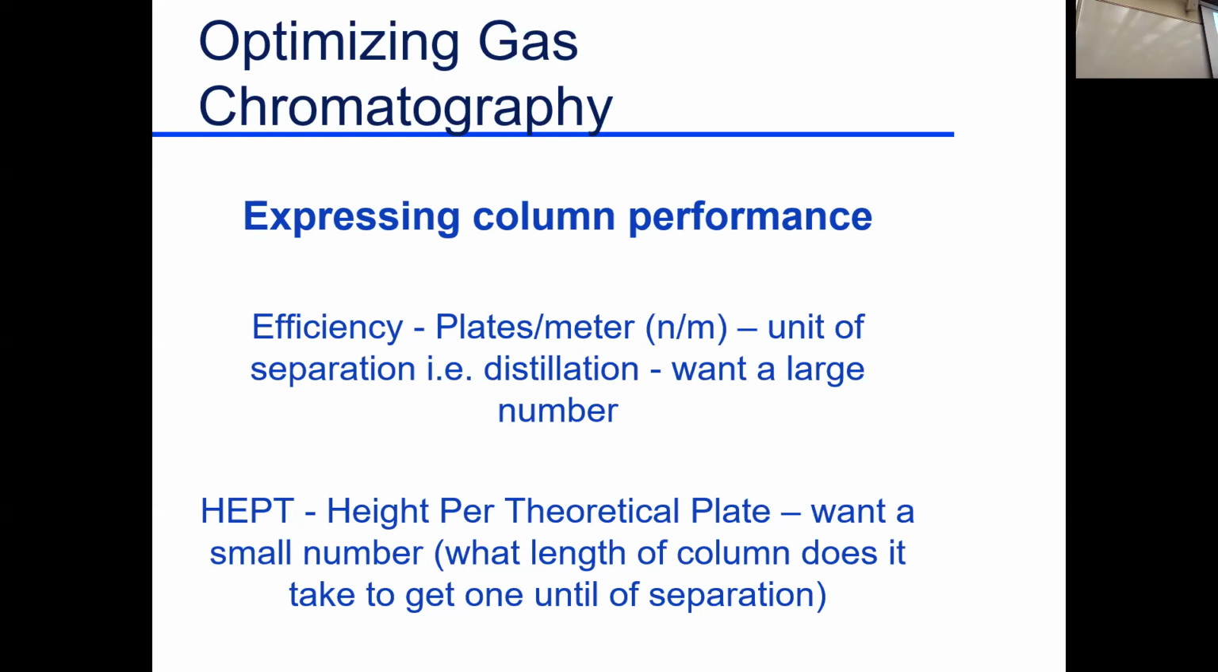The other is HETP, height equivalent per theoretical plate. That means how much column, what length of column, do I need to get a unit of separation? If it's really small, I get lots of separation, lots of distillations. So this number I want small, and this number I want big. They measure the same thing, just a little different expression of that number. I explain that because I'm going to show you data in these two different units.